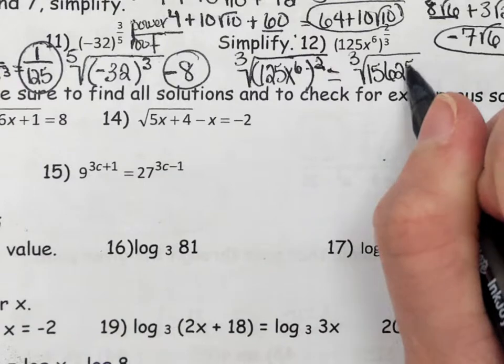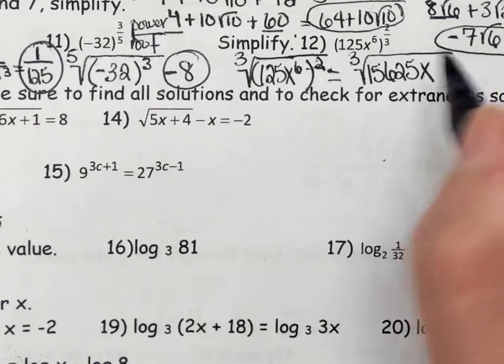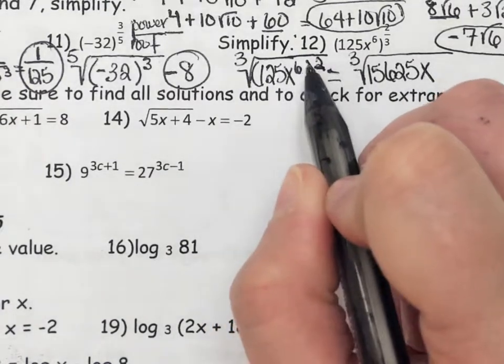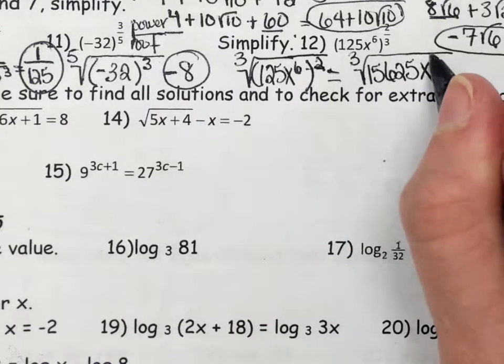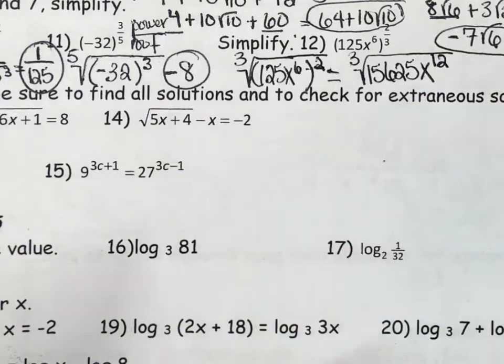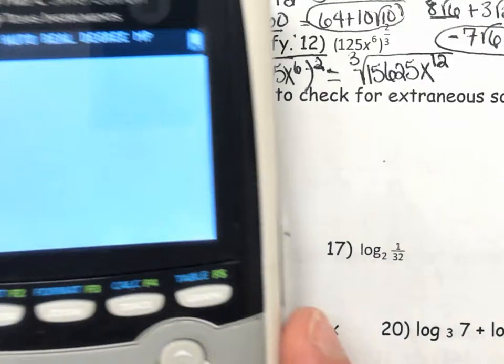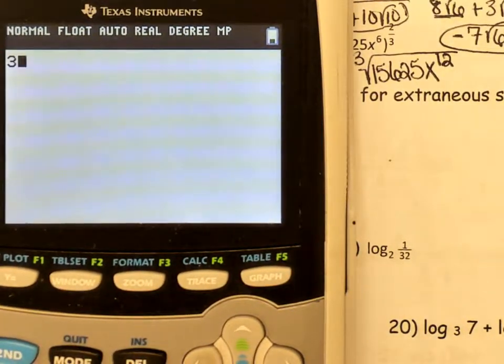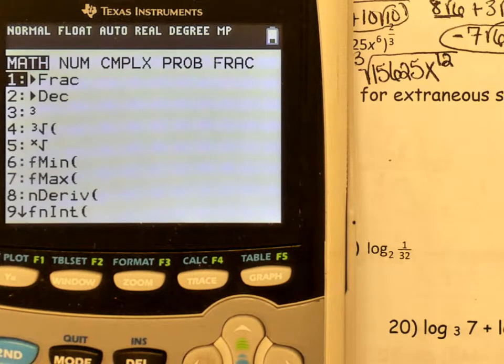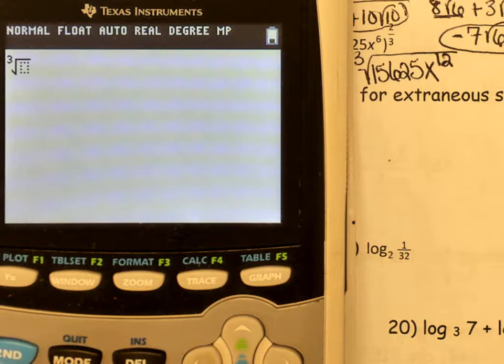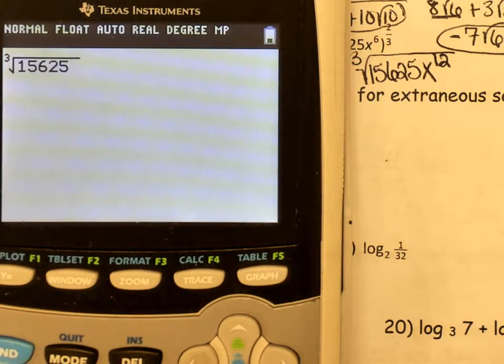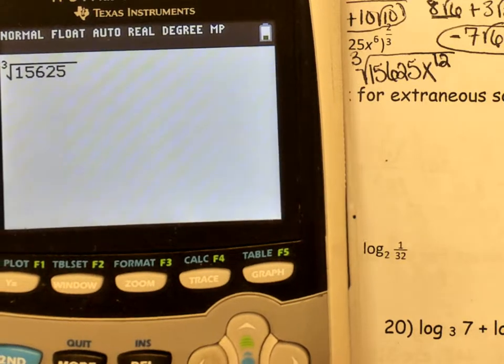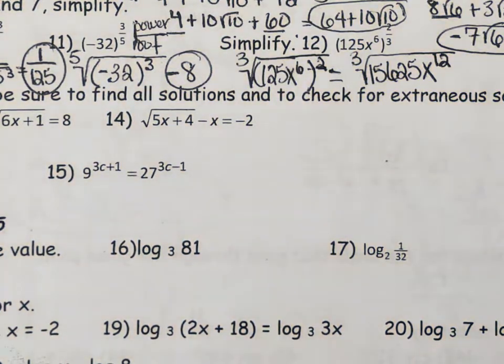15,625. Yeah. Okay. Alright, x to what power? What do I do to these two? You multiply and you get 12. Very good. Alright, use your calculator. Hit 3. Then math. Down to number 5. And then type that number, 15,625. What'd you get? How much?